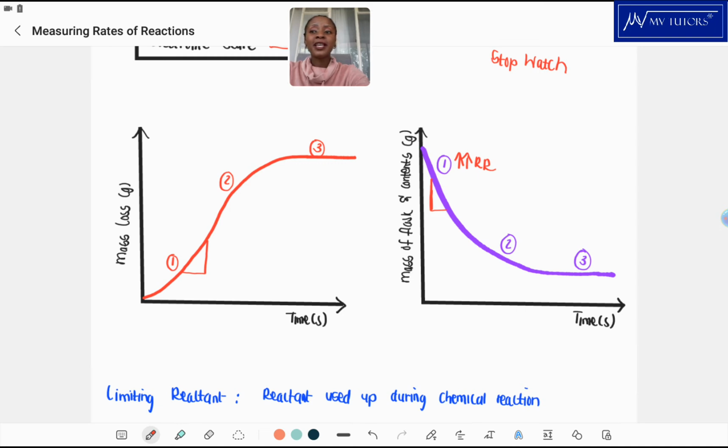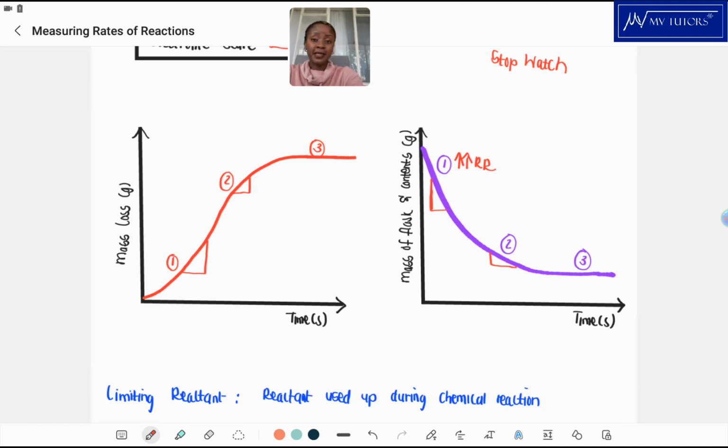Then when you get to position number 2, if you take the slope there, you can see that it's quite flat compared to position 1. That tells you that your reaction rate is slowing down. You're not forming as much product as you did at position 1, in both cases. So your rate of reaction is gradually decreasing. And then you get to position 3, where you can see it's very flat. Basically the reaction has finished, or it has been completed.